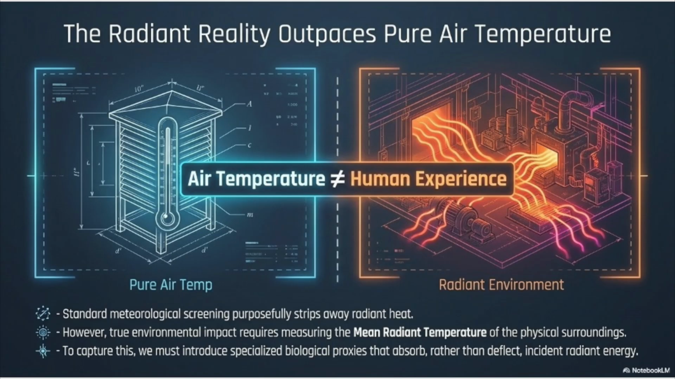While standard air temperature measurement is important, the radiant reality often outpaces pure air temperature when it comes to human experience. Standard meteorological screening purposefully strips away radiant heat. However, true environmental impact requires measuring what is called the mean radiant temperature of the physical surroundings. To capture this, we must introduce specialized biological proxies that absorb rather than deflect incident radiant energy.